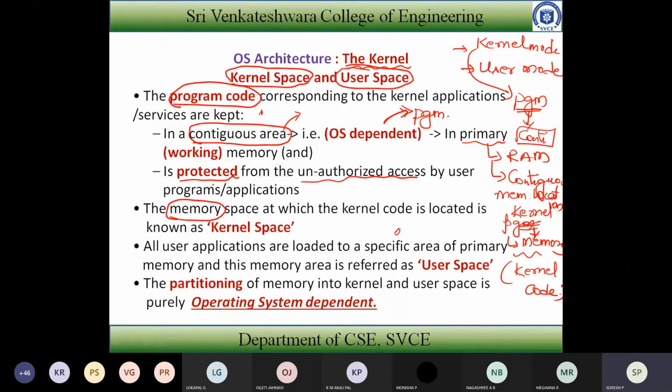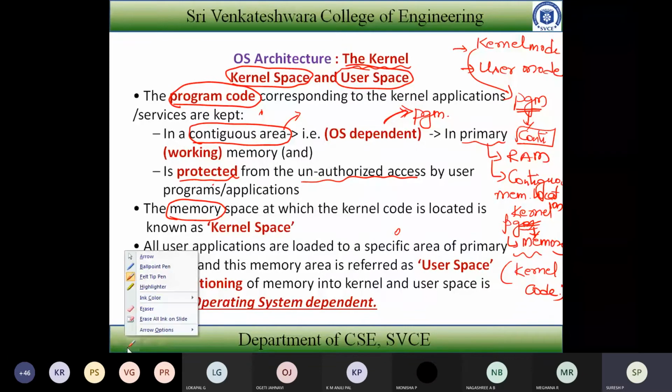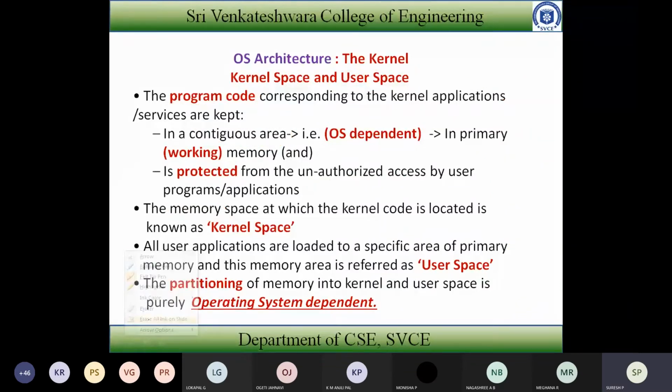Now another application which you are going to have is user applications. Where will your user applications be loaded is the next question. If we talk about the user applications, basically they are loaded to a specific area of primary memory, and this particular part of the memory is referred to as user space. So in the user space, what is going to run? User applications. In your user space, it is going to run the user applications.